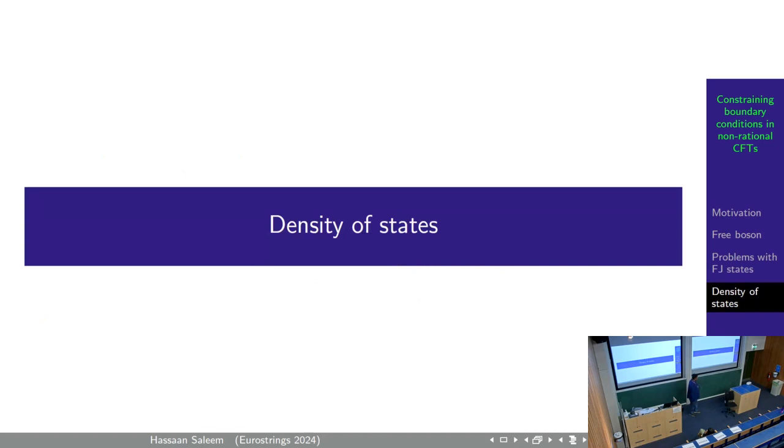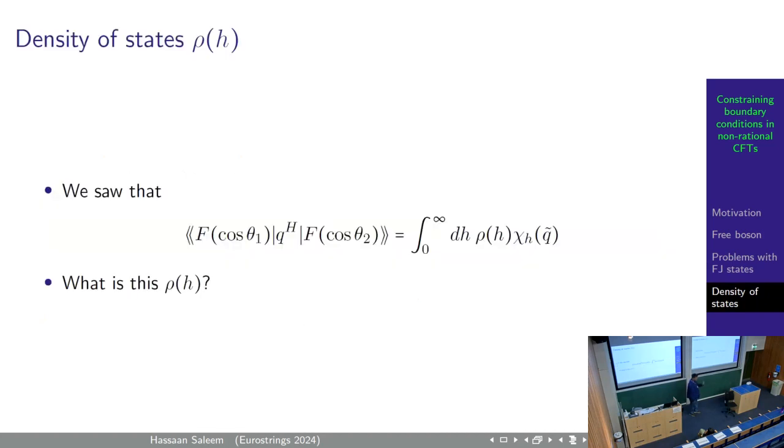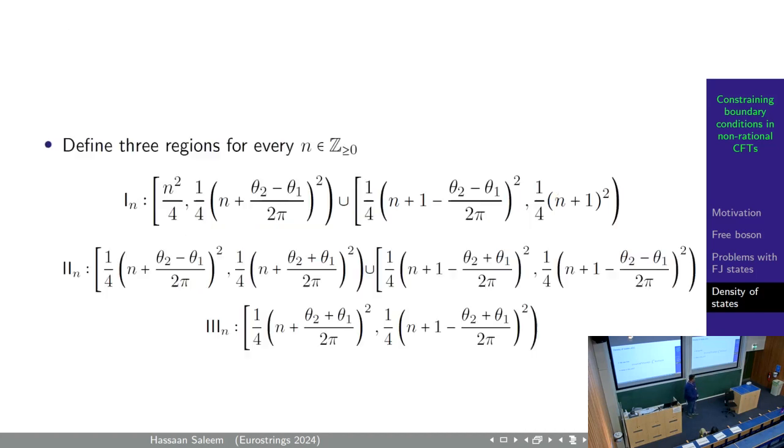Okay, my last topic is about the density of states that I talked about earlier. So I mentioned earlier that if you try to calculate the overlap of two Friedan-Janik boundary states, the open string spectrum is continuous. Okay, it's continuous, but this density of states function is not calculated yet. So you can calculate it. I mean, it's a long calculation. It's not hard, but it's a long calculation.